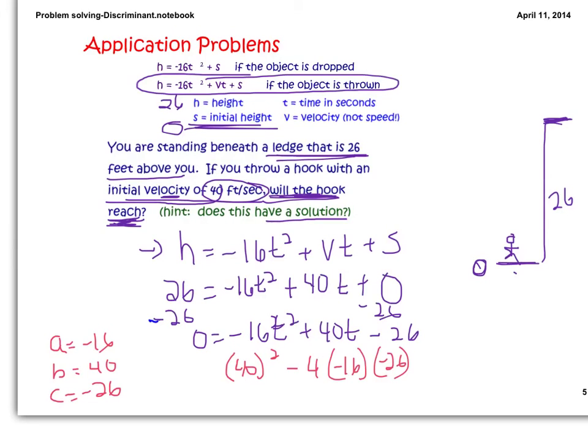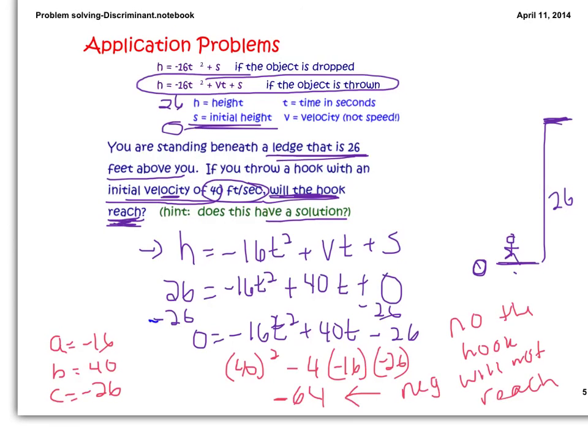When you plug that into the calculator, 40 squared minus 4 times a negative 16 times a negative 26, you end up with a negative 64. At least I did. Double check. Because this is negative, it cannot have a solution. So no, the hook will not reach. The hook will not reach because it's negative.